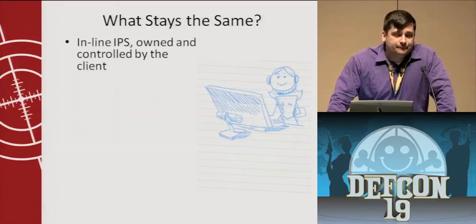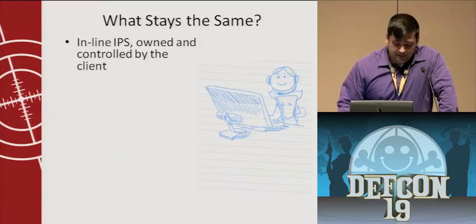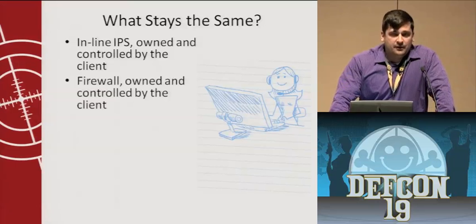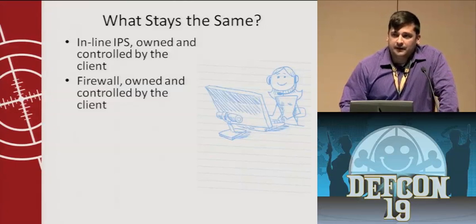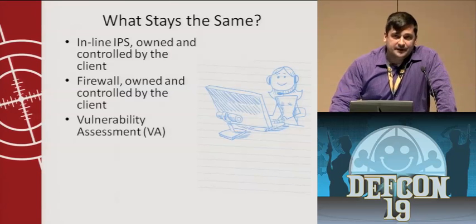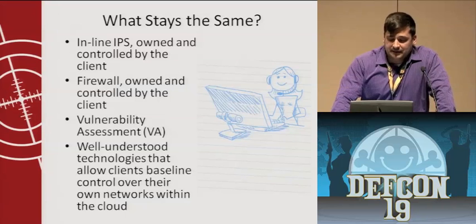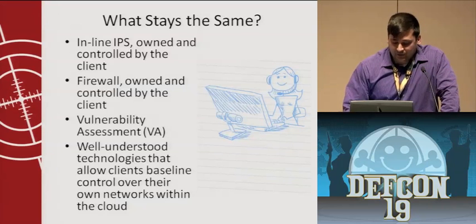What stays the same? An inline IPS owned and controlled by the client. There's no reason why you shouldn't give them that. Firewall, again, owned and controlled by the client, and in most cases these are virtualized firewalls for the cloud providers. Vulnerability assessment, we leave that in. All this stuff is well understood technology, and it allows clients baseline control over their own networks within the cloud.